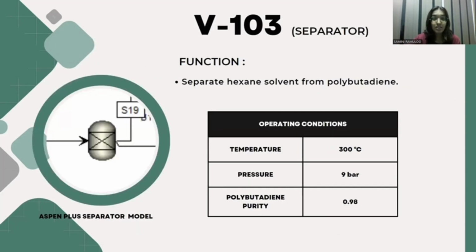And for the last unit, it's a separator which intends to separate hexane solvent from the polybutadiene. This unit operates at a condition of 300 degrees Celsius temperature and 9 bar of pressure. And the polybutadiene purity that is obtained is 0.98.